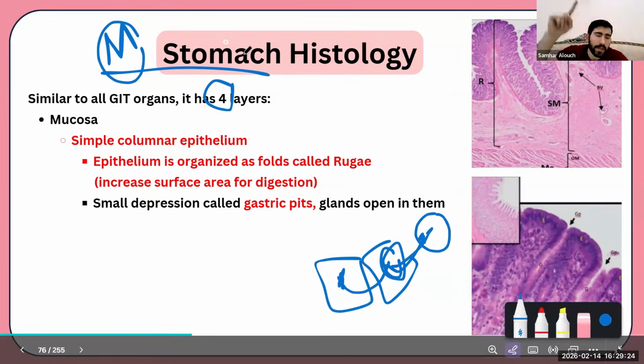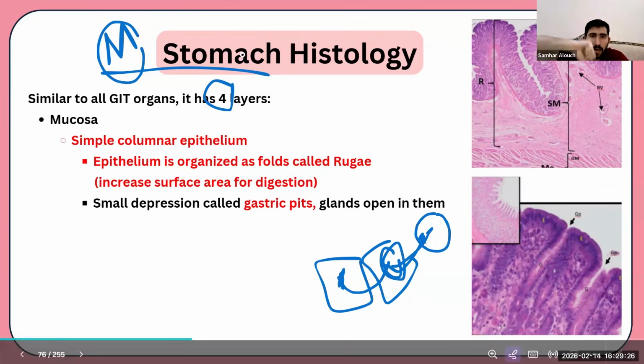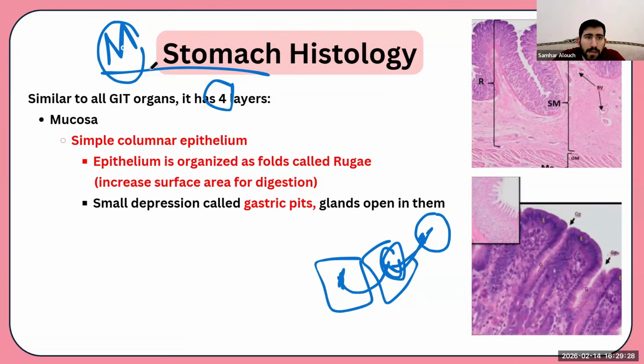So all organs have the glands in the submucosa, except the stomach. It has them in the mucosa. Okay? Why? Because it needs to digest everything very fast. Now, what's the mucosa? Simple columnar epithelium. We said this, the epithelium of the stomach is simple columnar epithelium.